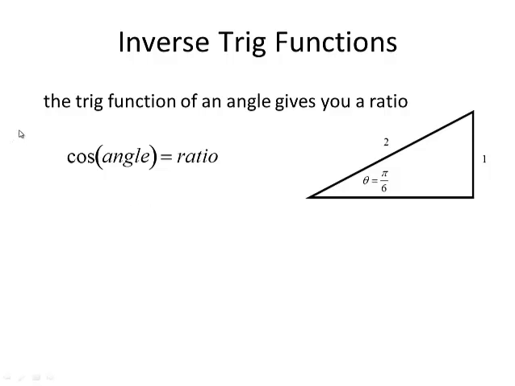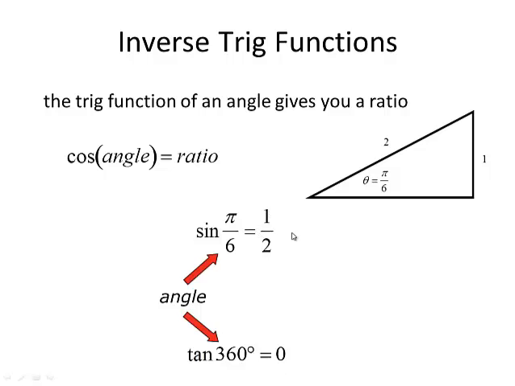The main thing to know is that we've been taking a trig function of an angle and it gives us a ratio. If we take the cosine of theta, we get a ratio of, or should I say sine? The sine is going to be opposite over the hypotenuse, 1 over 2. So this is my angle, and this is my ratio. Make sure you understand that taking the trig function of an angle gives you a ratio.